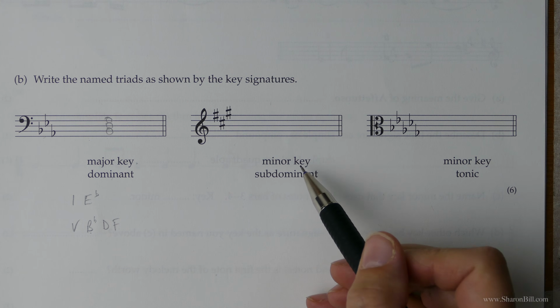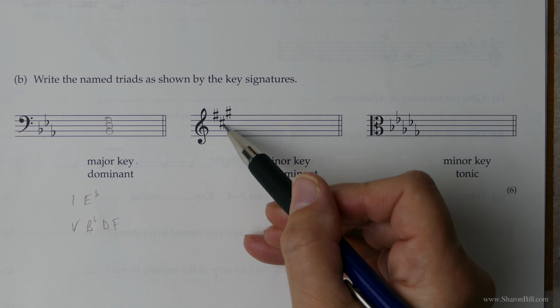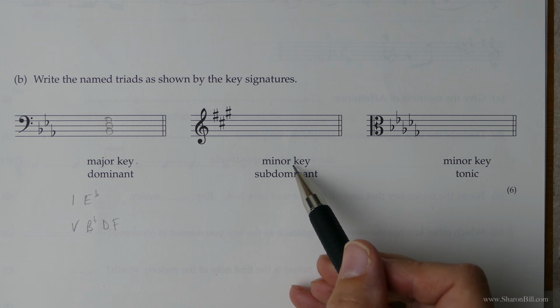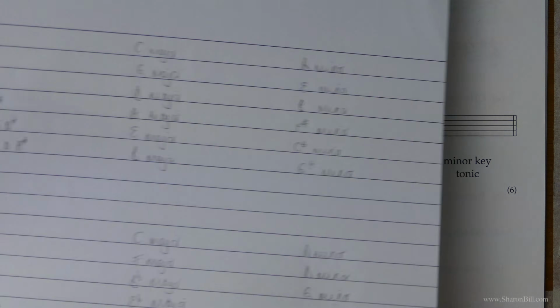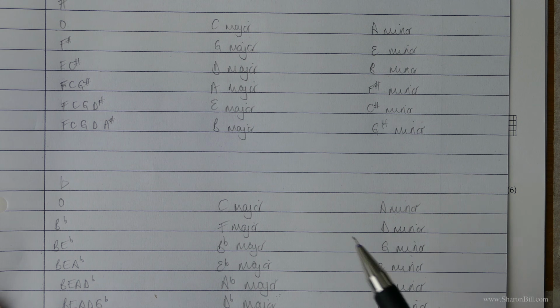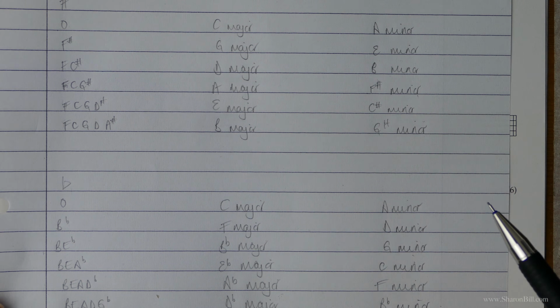So now let's look at this one. So we're in a key signature of 3 sharps, which could be A major, but they've asked us to write it in the minor key. And if you've done your thinking already, you know that A major and F sharp minor are related keys.